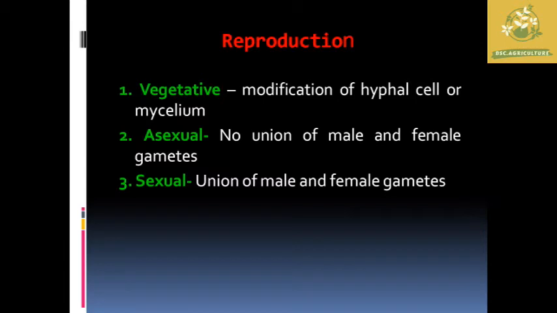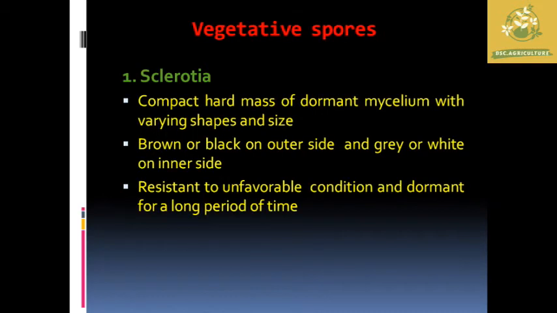And while seeing about the reproduction of fungi, there are three types: vegetative, asexual, as well as sexual. As the name indicates, vegetative is the modification of hyphal cells or mycelium, which are able to produce new ones. In asexual, there is no union of male or female gametes, and they go for reproductive functions like binary fission. And in sexual, the union of male and female gametes takes place, with the formation of younger ones. We are going to first see the vegetative spores.